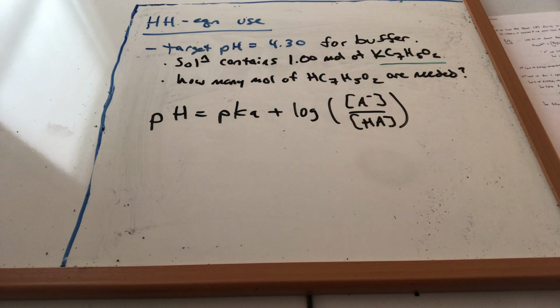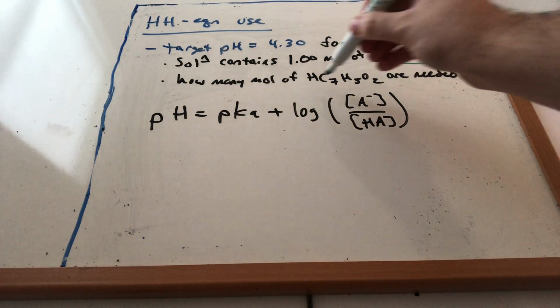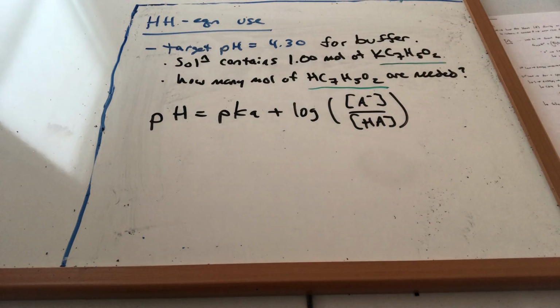So now what we're going to do is a more robust problem. So not only being able to identify the correct acid-base pair to use, but now to actually do some calculations associated with it. What I'm giving you here is that the solution contains 1 mole of KC7H5O2. And what this problem is going to ask us to do is calculate how many moles of HC7H5O2 are needed.